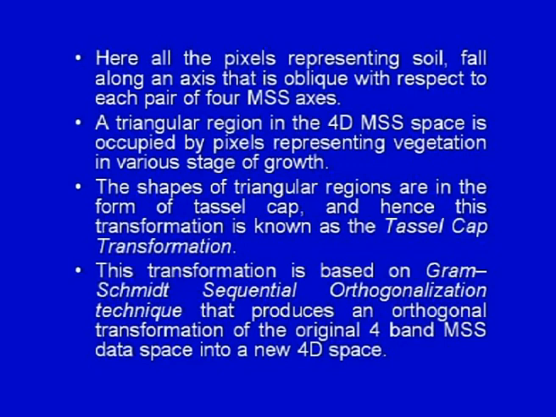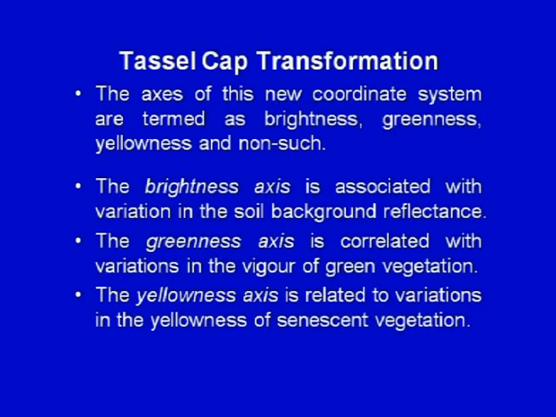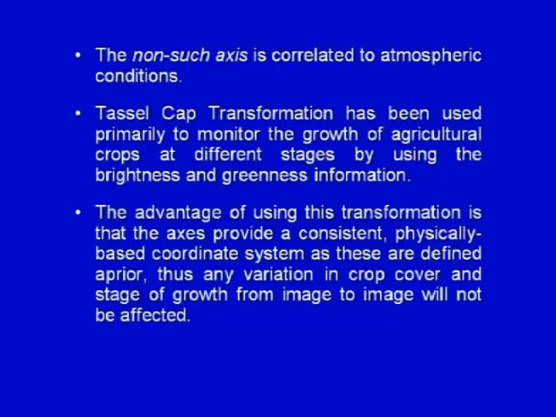This transformation is based on Gram-Schmidt's sequential orthogonalization technique that produces an orthogonal transformation of the original 4-band MSS data space into a new 4D space. The axes of this new coordinate system are termed brightness, greenness, yellowness and non-such. The brightness axis is associated with the variation in the soil background reflectance. The greenness axis is correlated with the variations of the vigor of the green vegetation. The yellowness axis is related to variations in the yellowness of the senescent vegetation. The non-such axis is correlated to atmospheric conditions.